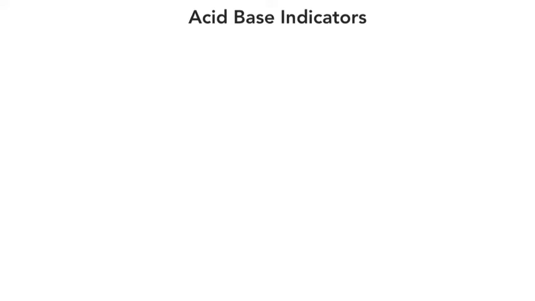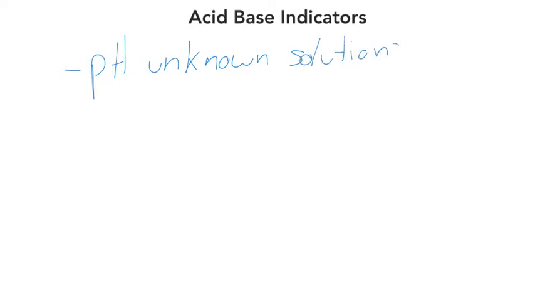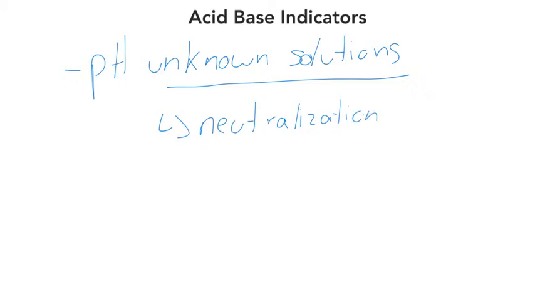So indicators are chemicals that undergo a color change at a specific pH. So a good thing about these is that you can find out the pH of unknown solutions based on the color that they change next to a standard solution. So this is actually extremely useful in chemistry, and it's also really useful for neutralization reactions, because in neutralization reactions, the change of color also indicates if you've reached pH 7 or not.